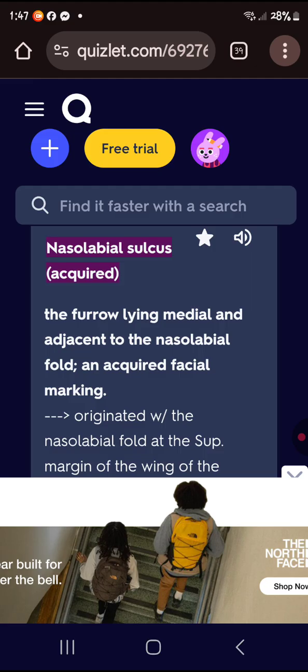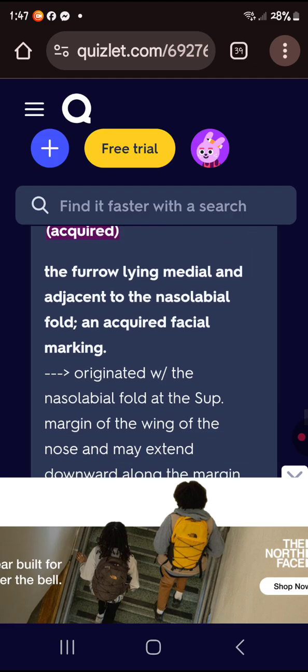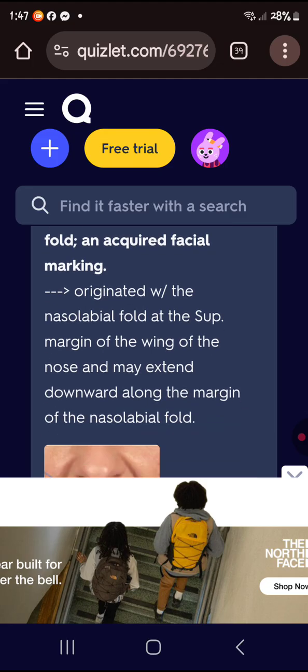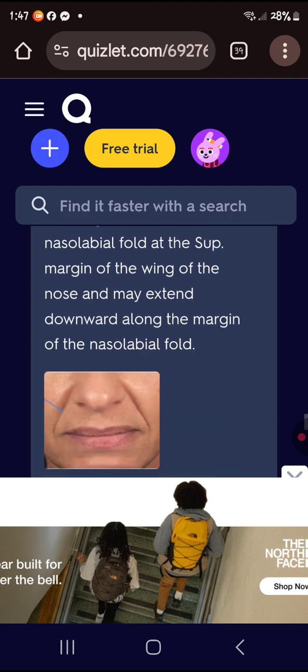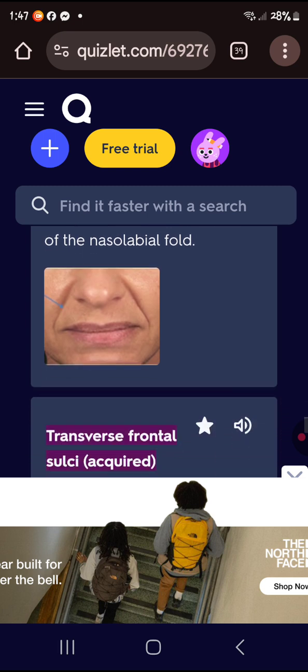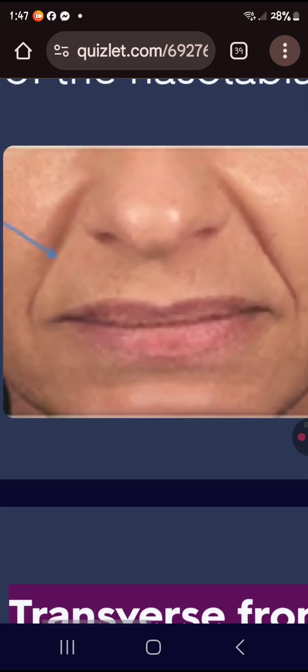Nasolabial sulcus, which is acquired, is the furrow lying medial to the middle and adjacent to the nasolabial fold. So it's right next to the nasolabial fold. It originates with the nasolabial fold at the superior margin of the wing of the nose and may extend downward along the margin of the nasolabial fold. There it is.